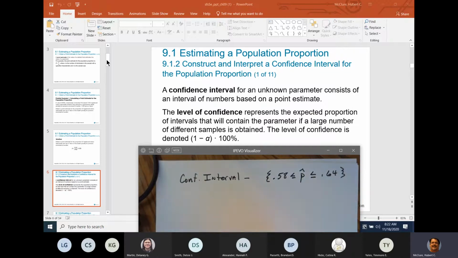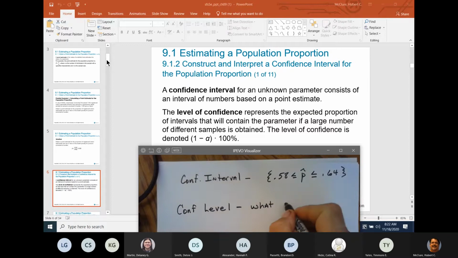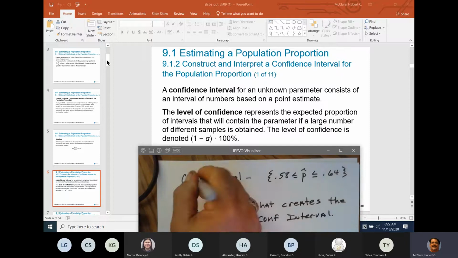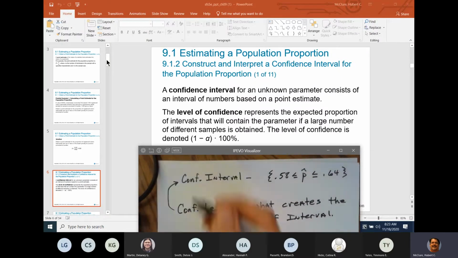Okay? A confidence level is what gives you the confidence interval. Okay? So if you don't have a confidence level, you don't have a confidence interval. The confidence level dictates the confidence interval. Okay?